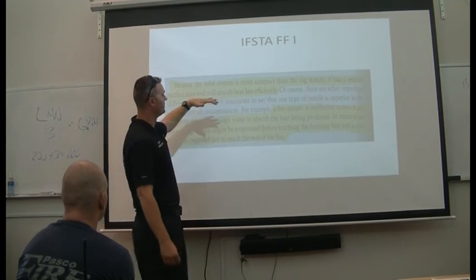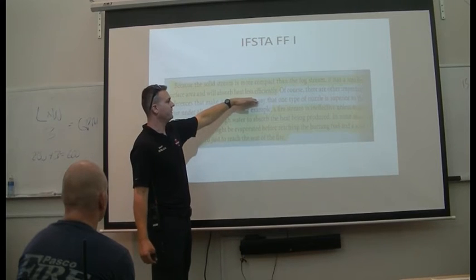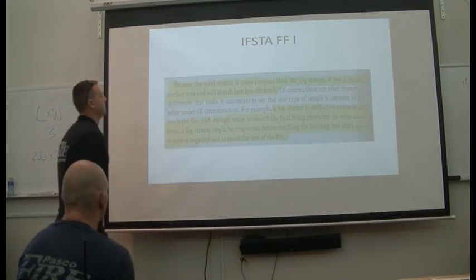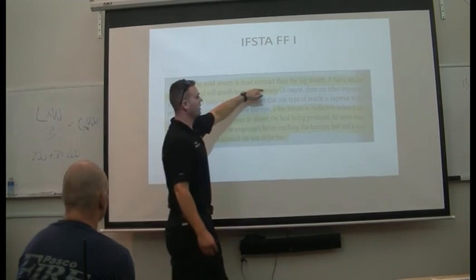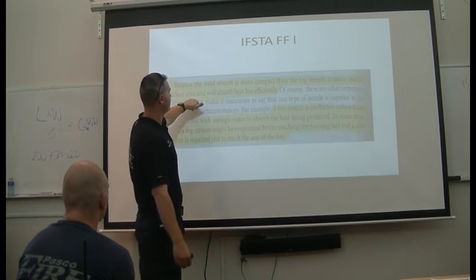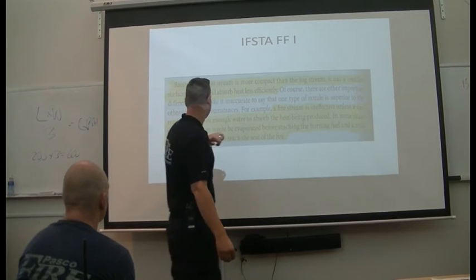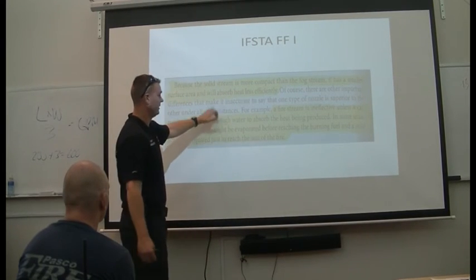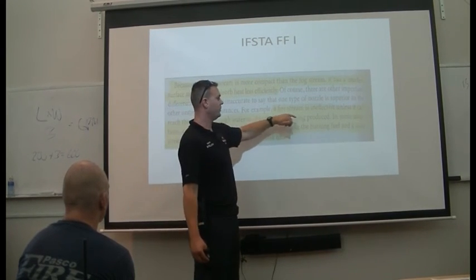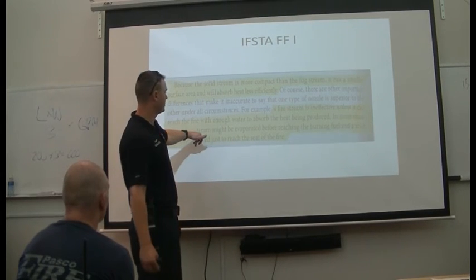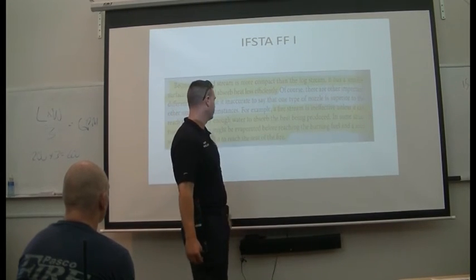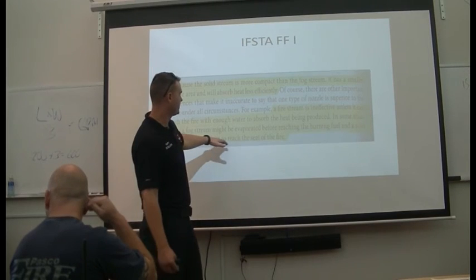Smaller surface area will absorb heat less efficiently. So a solid stream, more compact, has smaller surface area and will absorb heat less efficiently. A fire stream is ineffective unless it can reach the fire, okay, important, with enough water to absorb the heat being produced. In some situations, a fog stream might be evaporated before it reaches the fire. A solid stream is required just to reach the fire.